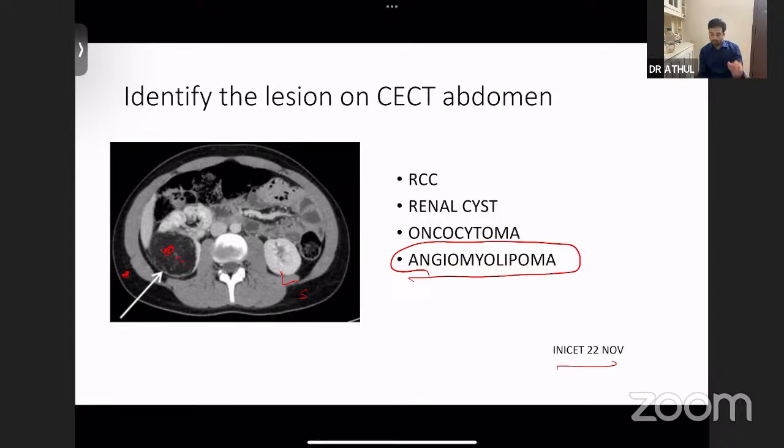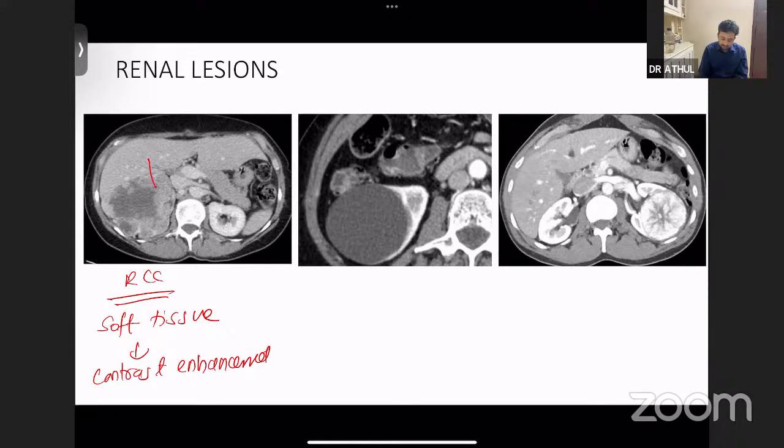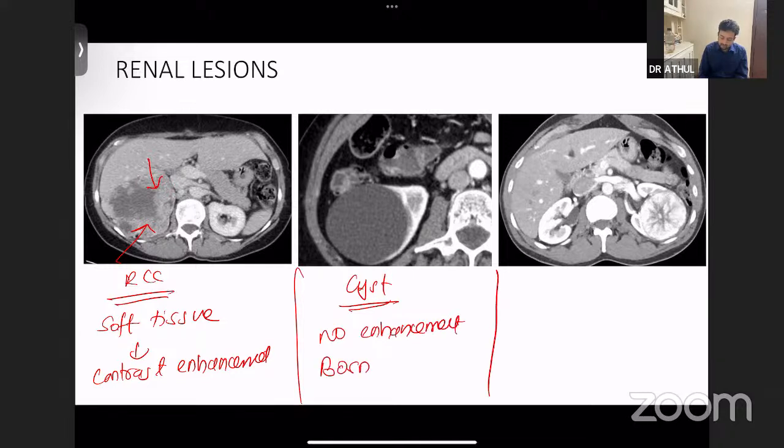That is how you will pick it up, because if it is renal cell carcinoma, it will have soft tissue. All the cancers will have soft tissue, so it will show contrast enhancement like this. See, there is enhancement. In a renal cyst, there won't be any enhancement at all. It will be blank, hypodense like this, and there is a classification known as the Bosniak classification for cyst.